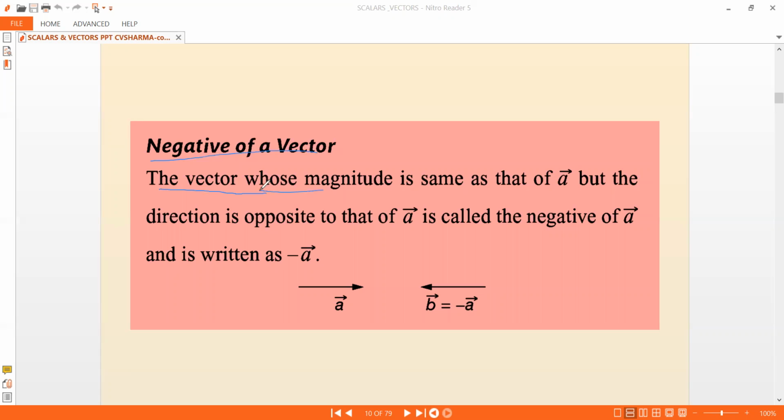The vector whose magnitude is the same as that of a bar, but whose direction is opposite to that of a bar, is called the negative of a bar and is written as minus a bar. So this is a bar in the forward direction, and b bar is minus a bar, exactly in the opposite direction. That is the negative of a vector. Okay, now let us move on.